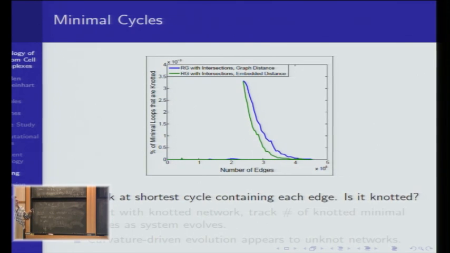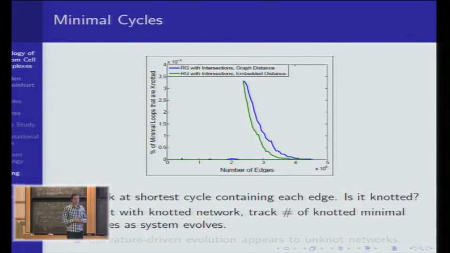So one idea is you take a look at your embedded graph, and you take a look at each edge in your embedded graph. You look at the shortest loop containing that, and you ask, is it knotted or not? And then you can run my simulation, and you can track the number of knots in the simulation.